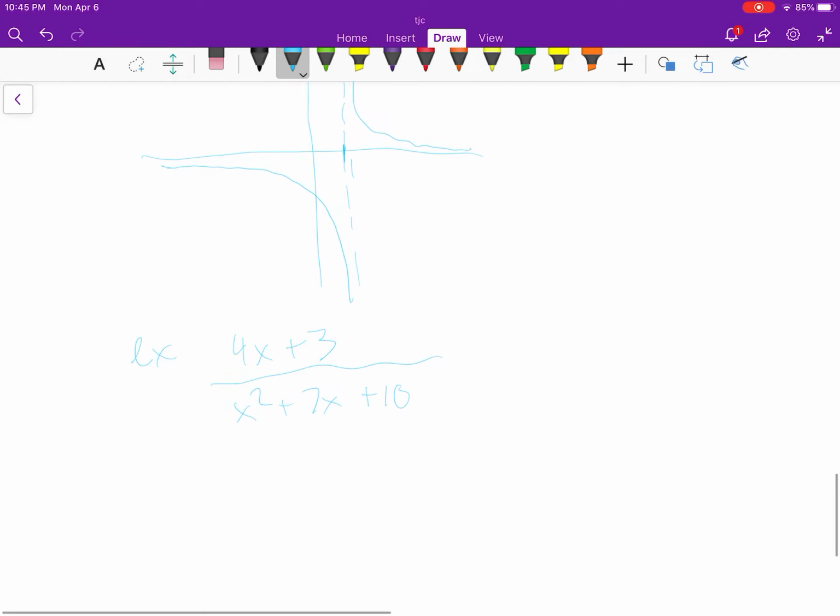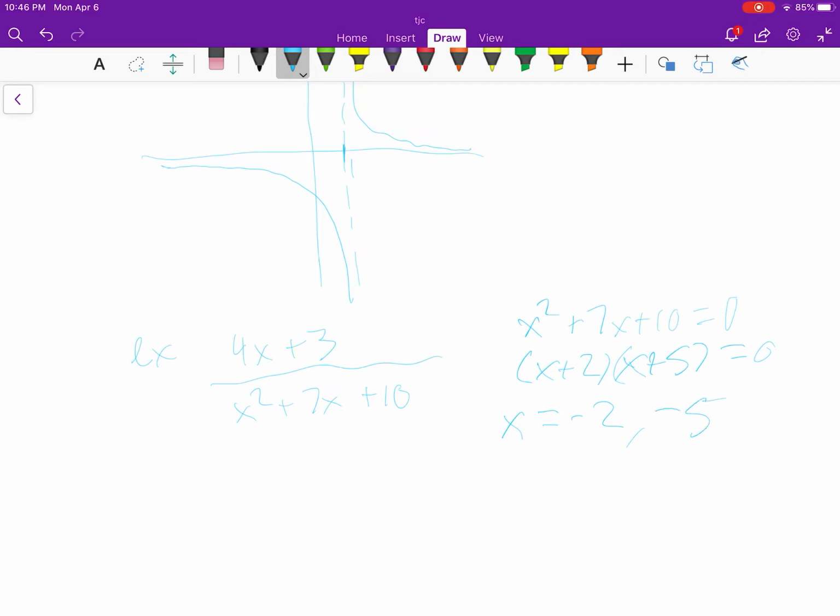All right, so here's a little bit more complex. And where are the vertical asymptotes? Well, we need to set the denominator equal to 0, which we did. And we're going to factor it. Well, this guy's factorable. It's x plus 2 times x plus 5. And we're going to set each of these factors equal to 0. And when we solve them, we're going to get our zeros, which are negative 2 and negative 5.